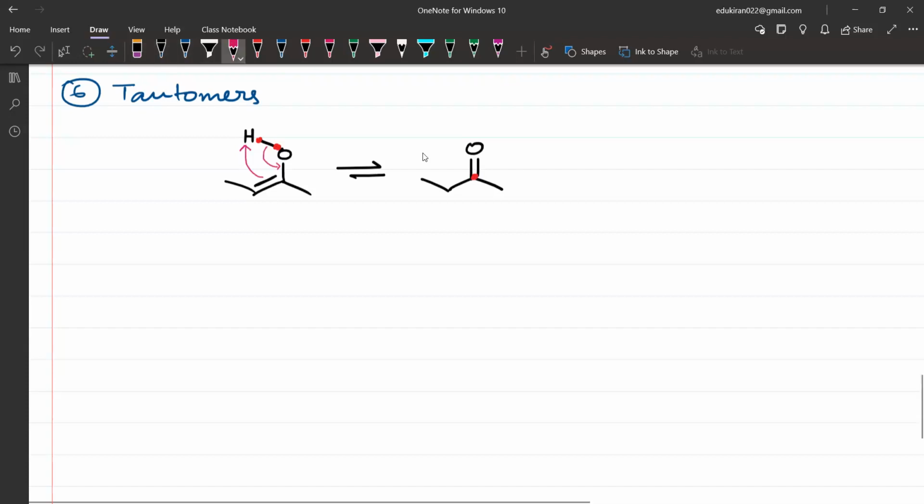Now if you look at this particular compound, because of this double bond it is 'en' and because of this OH it is 'ol', right? So this is known as enol. And this is a ketone, so we call it keto. And this type of tautomerism is known as keto-enol tautomerism.